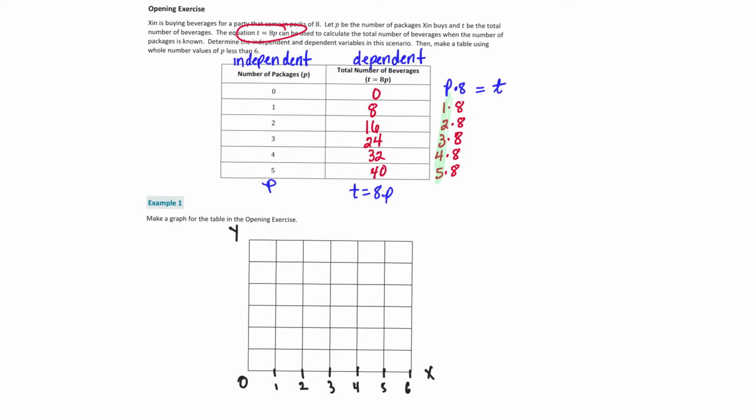Then you're going to look at the next numbers for the dependent, which is your y-axis. And if you look at the numbers, it's 0, 8, 16, 24. It's kind of the multiplication of 8. And also, we were counting by 8s. So your y-axis is going to be counting by 8. The interval is going to be counting by 8.